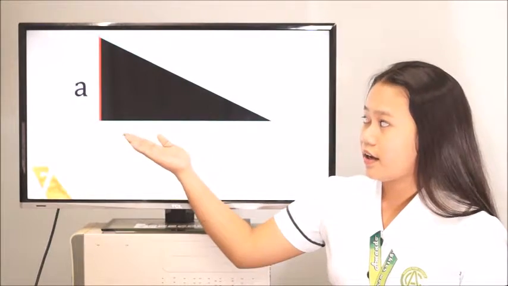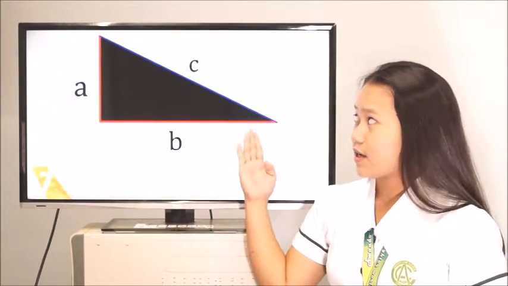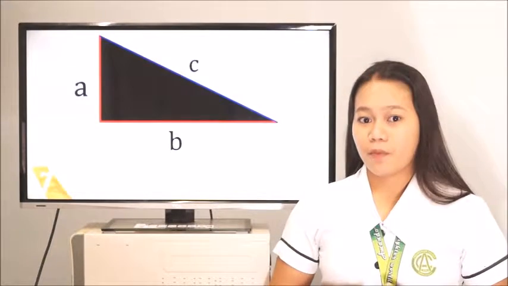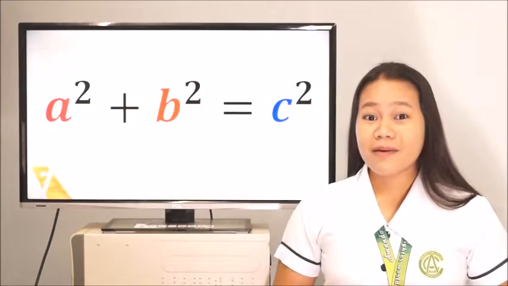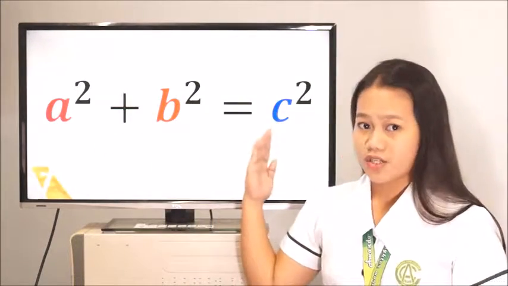For instance, we have this figure. The first side is side A, the second side is side B, and the third side is side C. The side C is also known as the longest side or the hypotenuse. It is mathematically stated as A squared plus B squared is equal to C squared.